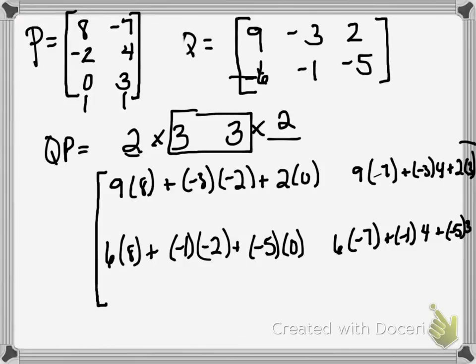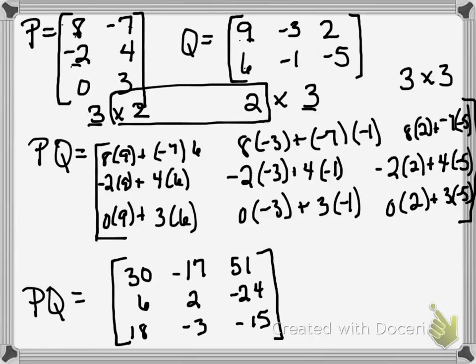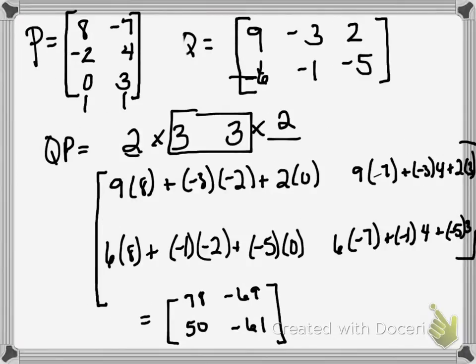So when I simplify all of this, I end up with 78, negative 69, 50, and negative 61. So the commutative property of multiplication doesn't hold true for matrix multiplication, and this is shown in this example. P times Q gave me a 3 by 3 matrix, whereas Q times P gave me a 2 by 2 matrix.